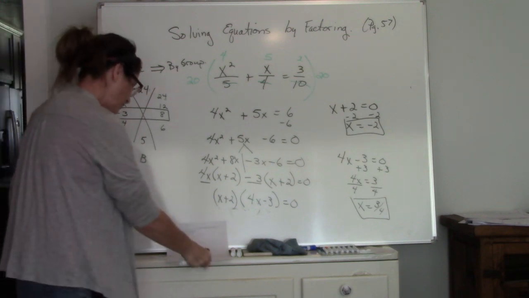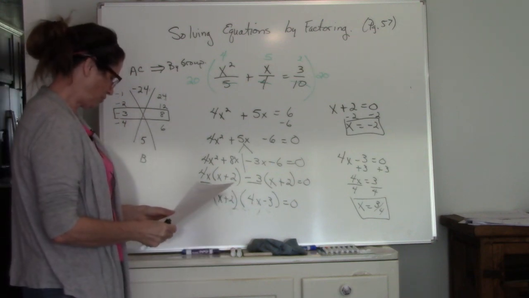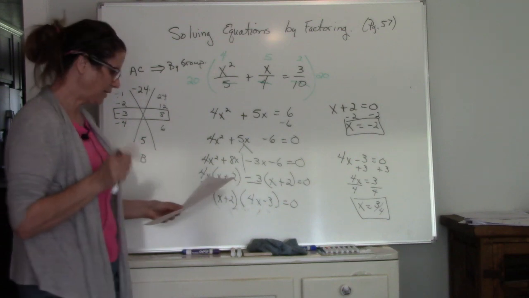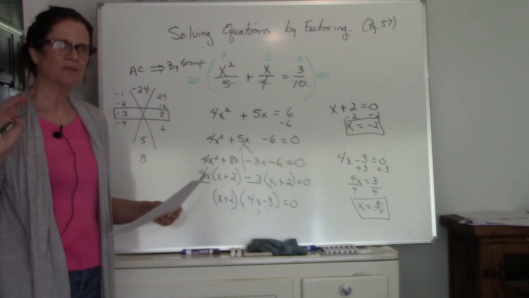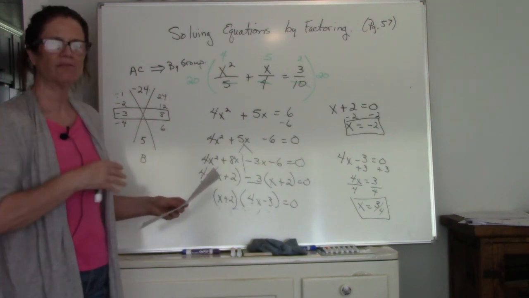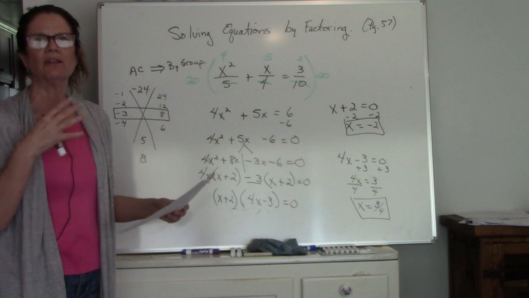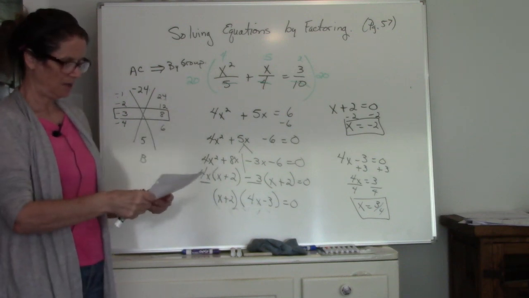All right, the rest of them you should be able to do quite easily. The main thing is to make sure that you have it set to 0. That means there should be a 0 on the right and the factor or the equation on the left, and then you can go from there. And I think that's it.